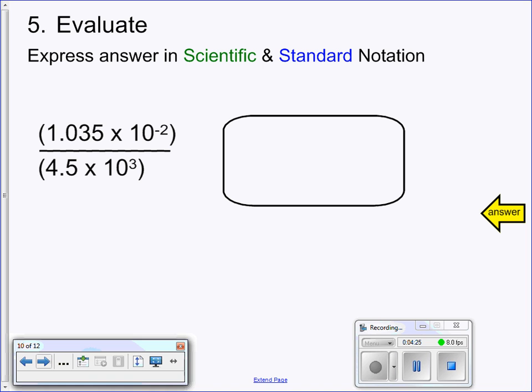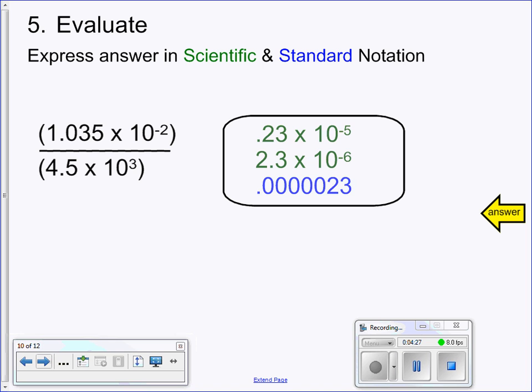This one I'm going to start by dividing those coefficients. I get 0.23 times 10 to the negative 5th, because negative 2 minus 3 is negative 5, but that's not in scientific notation. So when I move it, it's 2.3 times 10 to the negative 6th, which is 0.0000023.